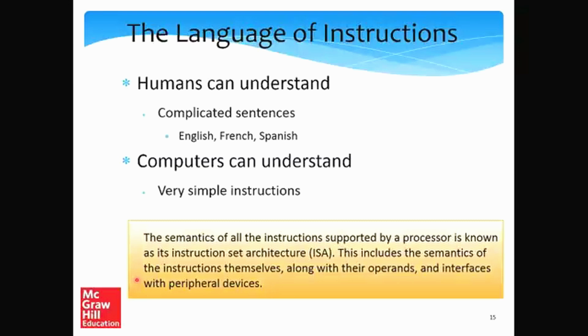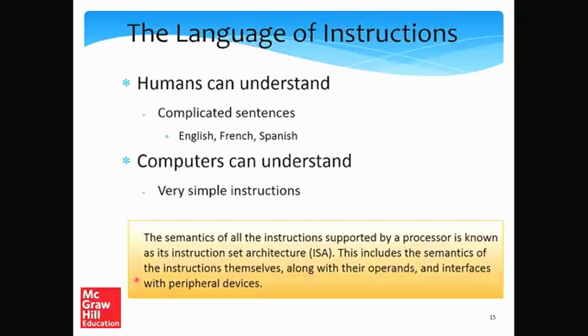The semantics of all of the instructions. So what's the meaning of semantics? It is the meaning. It's the way that instructions are used and what they stand for. The semantics of all the instructions supported by a processor is known as its instruction set architecture, or ISA. This includes the semantics of the instructions themselves, how the instructions are written, along with their operands and interfaces with peripheral devices.